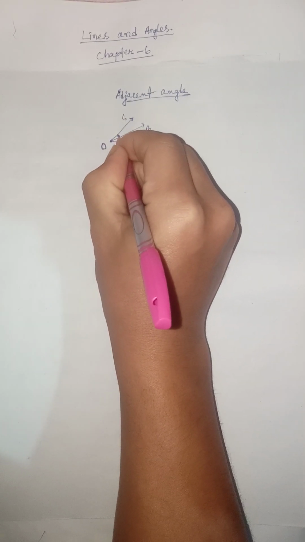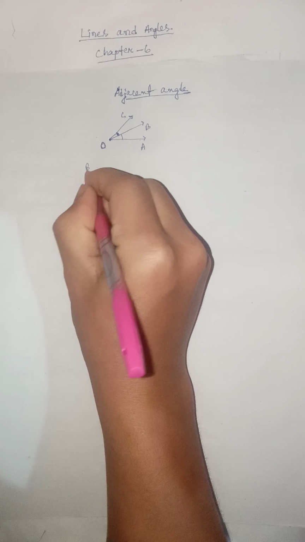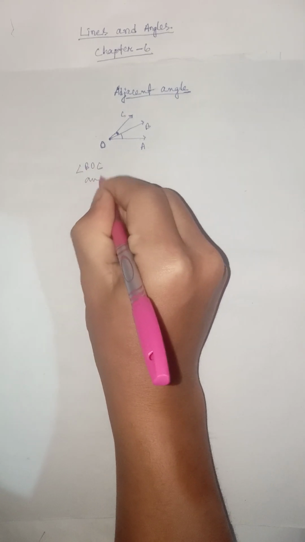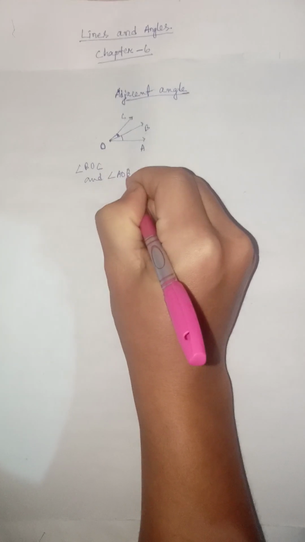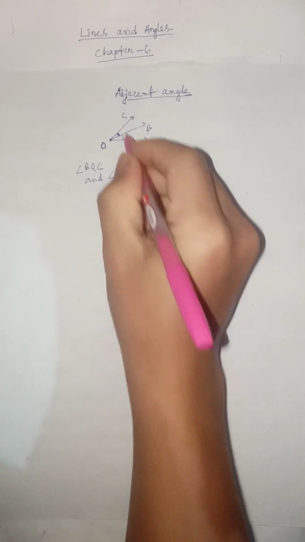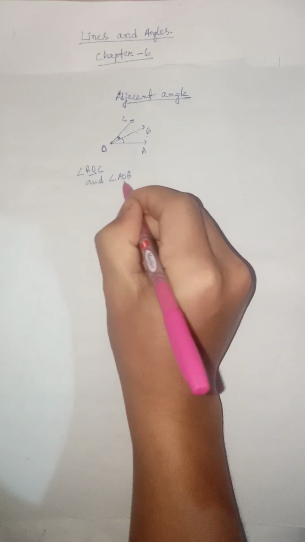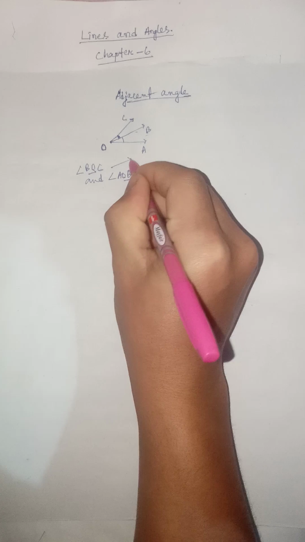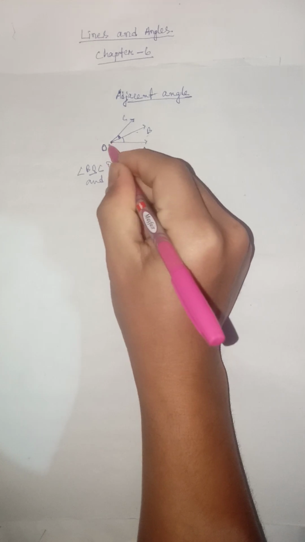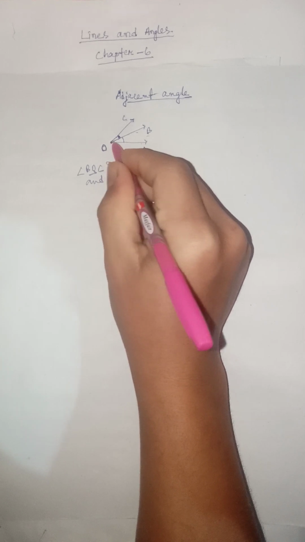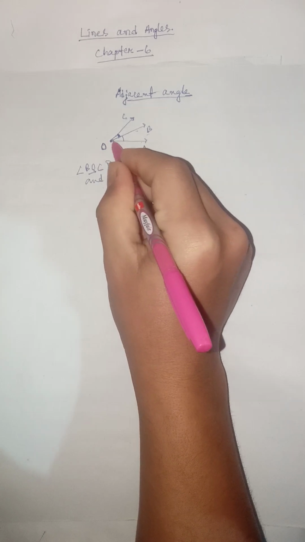And here they will make some angles. Means they have two angles, which are angle BOC, and the other one is angle BOA or AOB. Anyone, that's up to you. You can take it on either side. Both of these angles have the same side, which is BO, as well as a common vertex. Such kind of angles or figures we'll call adjacent angles.